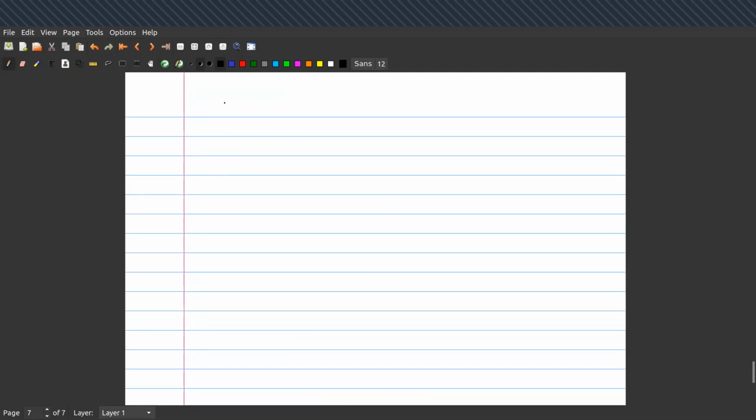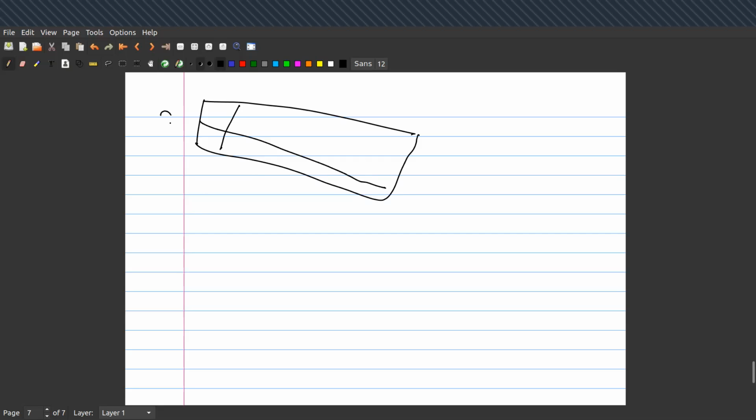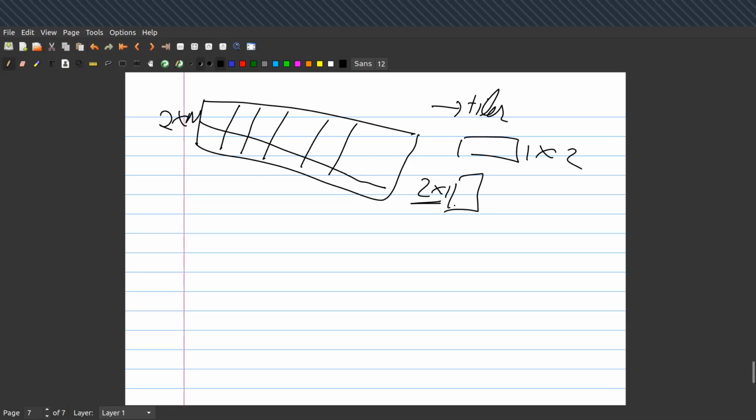Yeah. So the new problem. You have a grid of 2 cross n. You have to fill the grid with tiles. You have tiles of size 1 cross 2 or 2 cross 1. How many different configurations are there for this particular grid?